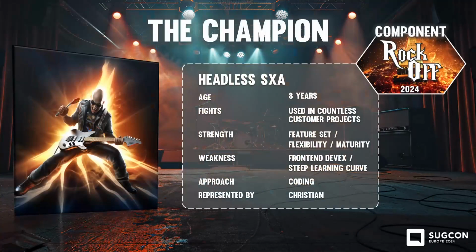So first of all, the champion, Headless SXA. Headless SXA, and we can also just say SXA, has been there for more than 8 years. It is already out there in many, many live production sites. It was used quite a lot. I would say the strength of Headless SXA is that it's mature, quite flexible, and powerful. The developer has a lot of freedom and flexibility in building things.